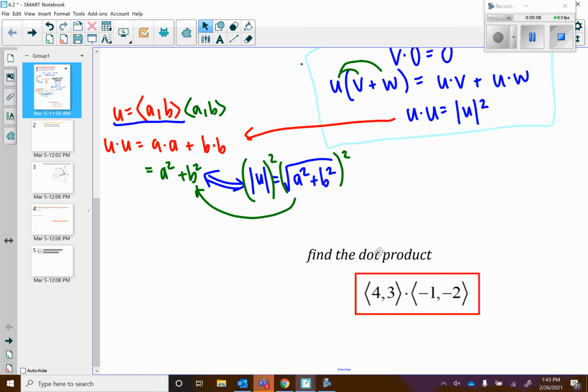If you would like to pause the video and write down this problem, this is what we are going to start class with, finding the dot product of these two vectors.